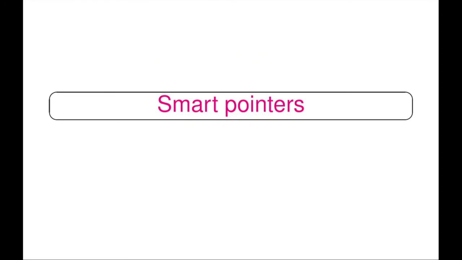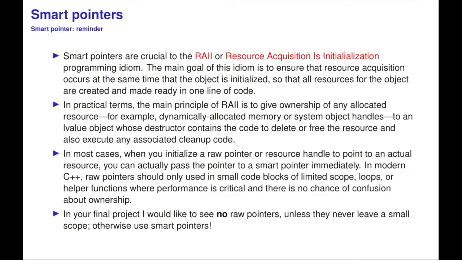Another thing is that pointers are a great cause for problems. And there's a replacement for a pointer, which actually is the recommendation. The recommendation is that you're never going to use raw pointers as we've used them up to now, apart from in some very small contexts. Smart pointers are actually crucial if you use RAII, which is short for Resource Acquisition Is Initialization, a programming idiom. The main goal of this idiom is to ensure that resource acquisition, essentially allocating memory, occurs at the same time the object is initialized, so that all resources for the object are created and made ready in one line of code.